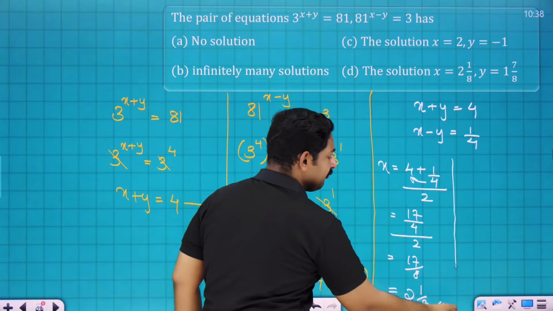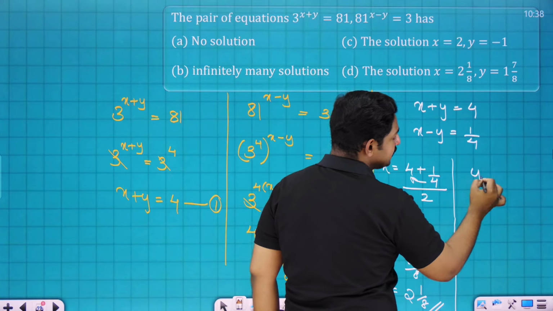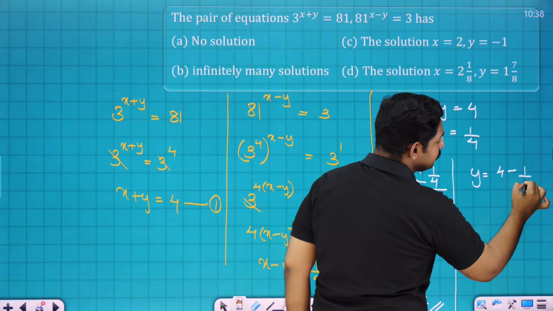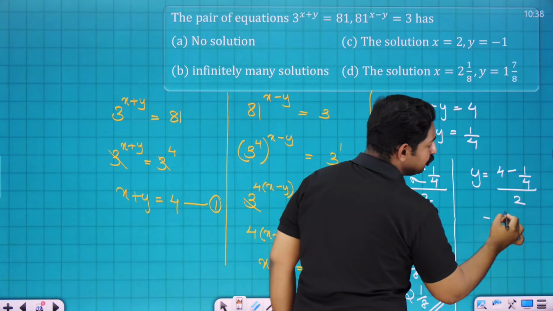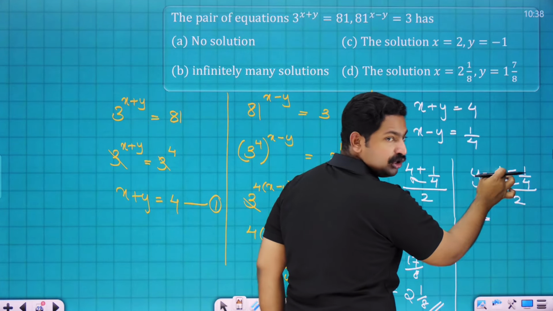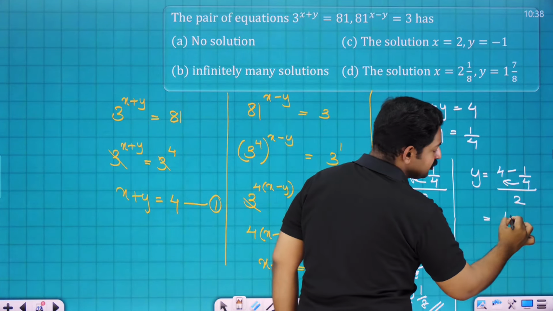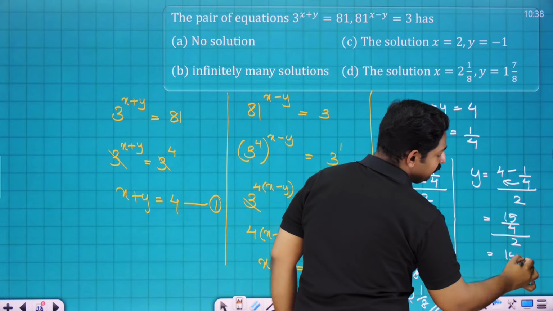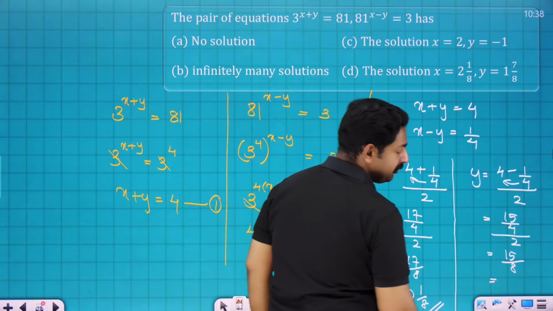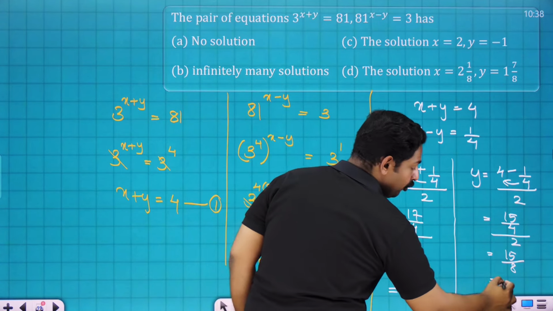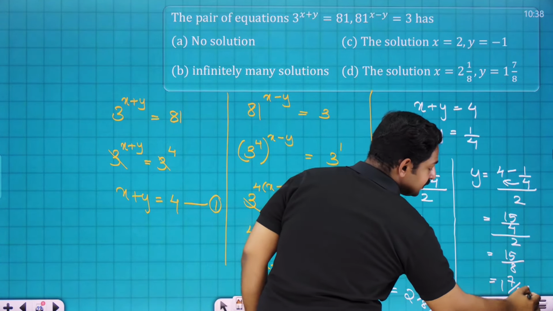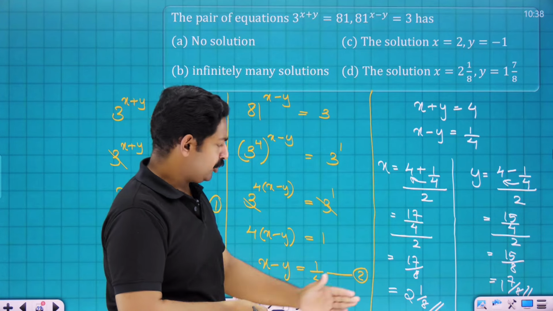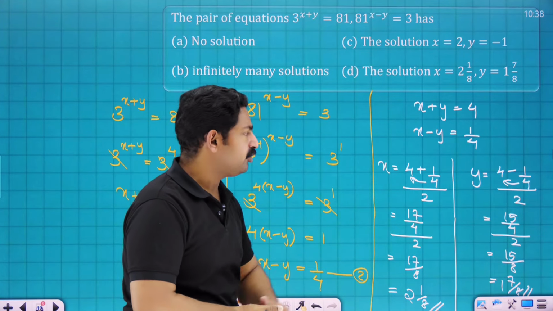Next you can find the value of y. The value of y is m minus n by 2, so 4 minus 1 by 4, the whole divided by 2. Cross multiplying, 4 into 4 is 16, 16 minus 1 is 15. So 15 by 4 divided by 2 gives 15 by 8, which is 1 7 by 8 in mixed form. So you got x equal to 2 1 by 8, y equal to 1 7 by 8.